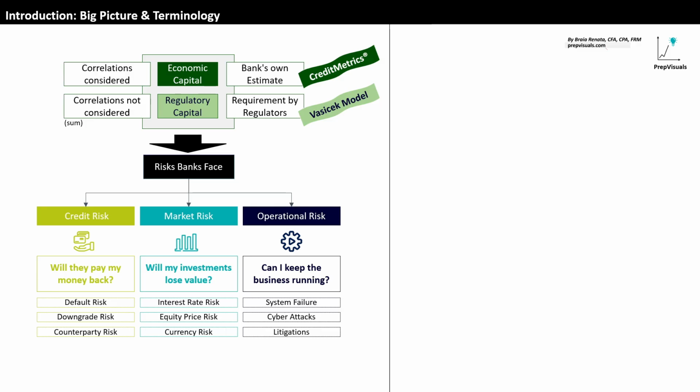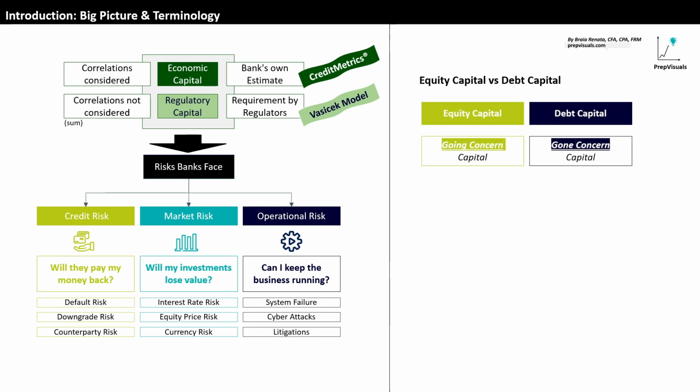And the curriculum also elaborated on the difference between equity capital and debt capital, making the point that equity capital is a going concern capital, while debt capital is a gone concern capital. So let me explain to you what is meant by this. Equity capital is basically that capital that keeps the bank going. On the other hand, debt capital is only used when equity capital is gone. And if this is the case, the bank is basically failing.